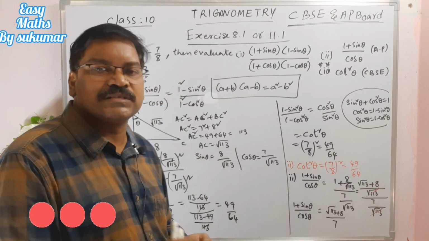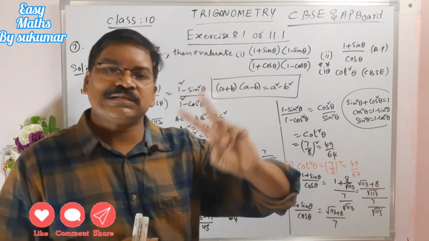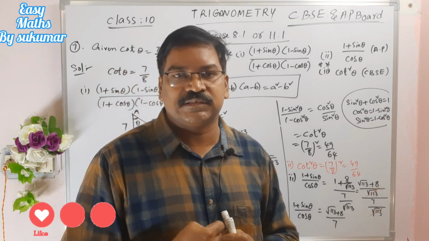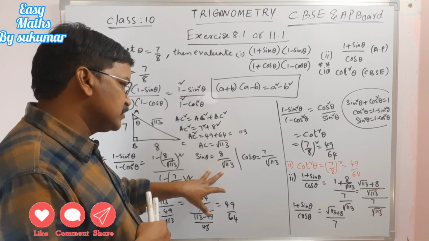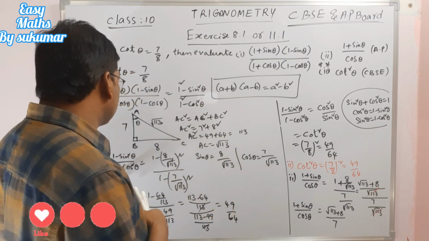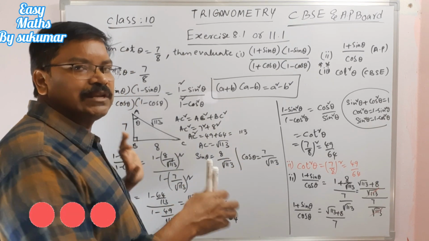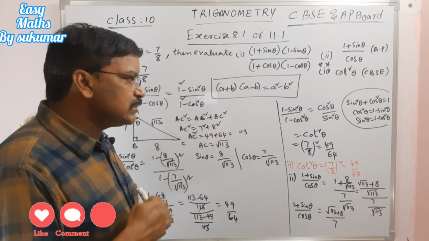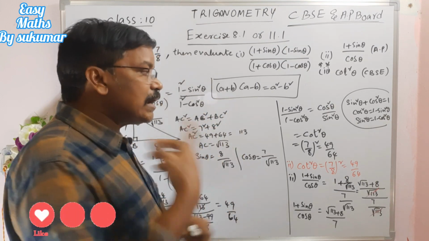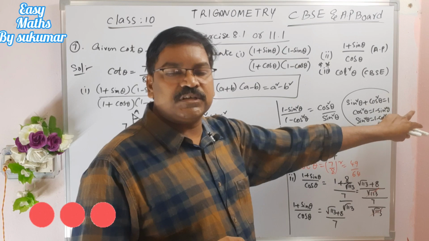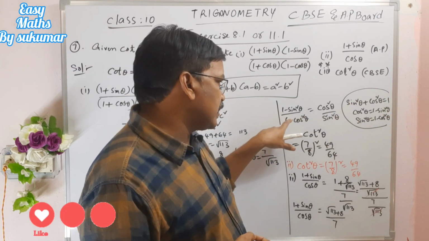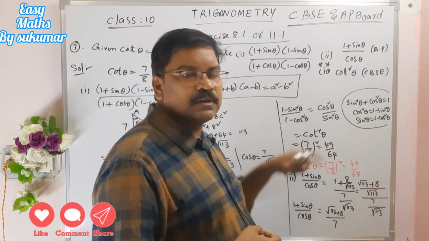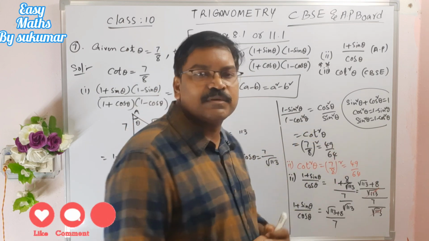I hope you understand this sum, my dear students. Actually this sum we can solve in two ways. From the right angle triangle, using Pythagoras theorem, finding sine theta and cos theta and substituting these values here, it's a lengthy process. But the second way is using what? Identities. Sine square theta plus cos square theta is equal to 1. From this identity, if you simplify here, then simply we'll get cot square theta, that is 49 by 64.